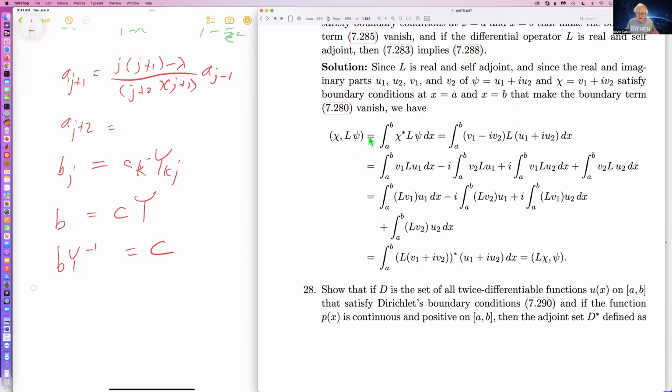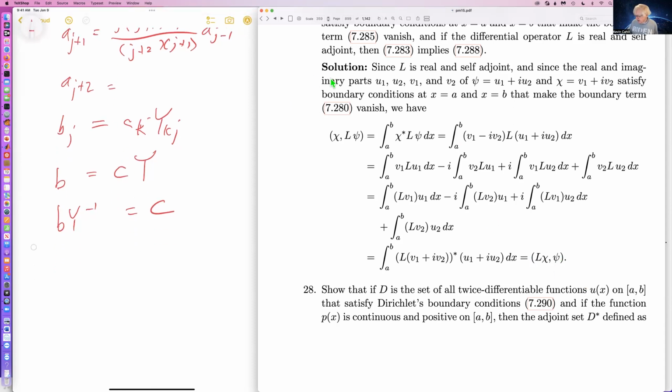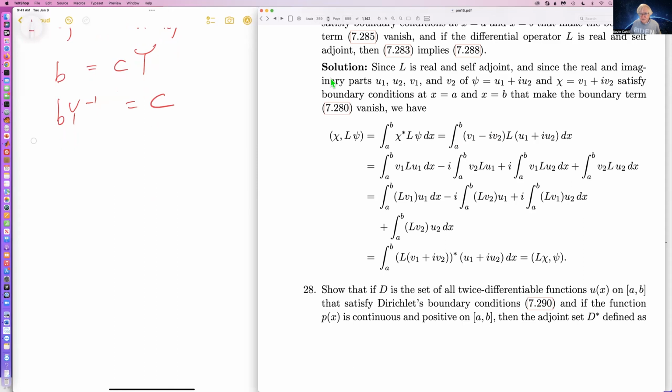Or it is self-adjoint by assumption, and it's real. I forgot to say that it's real. That's why we didn't need to worry about starring L. But what that means then is that you have chi L psi equal to L chi psi. And this is used very often in quantum mechanics. What you'd have in Dirac notation is something like chi, some Hermitian operator, like maybe H, on psi.